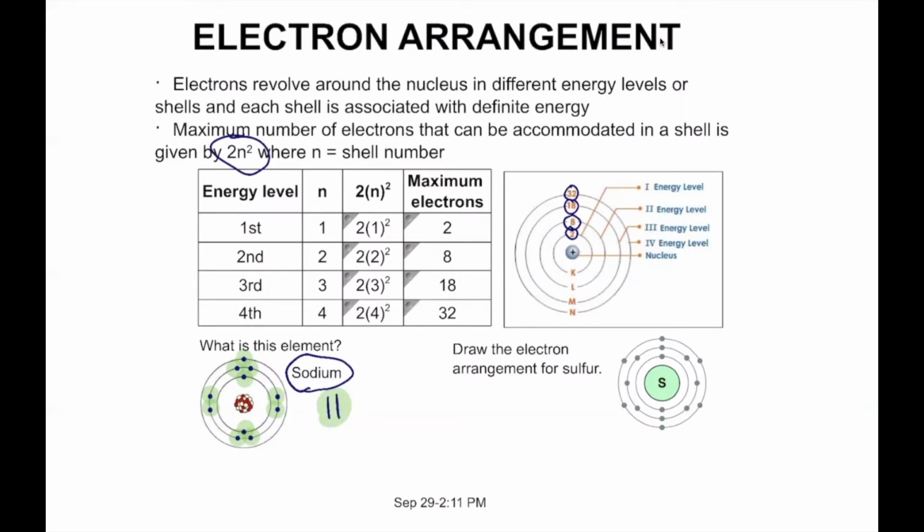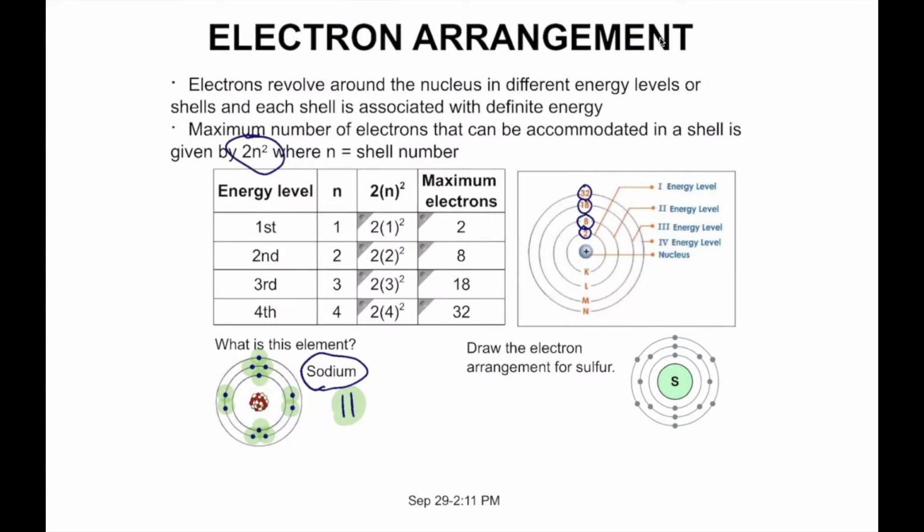And if we do the same thing for sulfur, sulfur has an atomic number of 16. And so we need to place 16 electrons around. The first energy level is 2. The second energy level is 8. And then put 6 in that outer energy level. That would be the electron arrangement for sulfur.